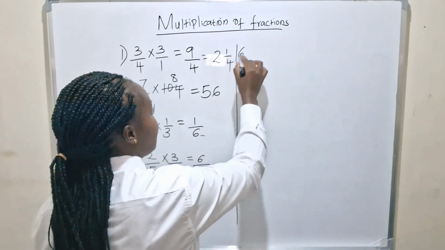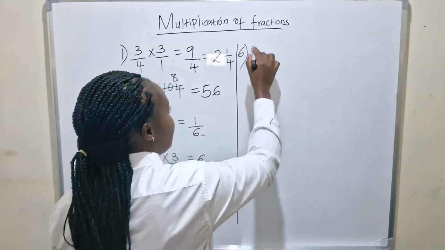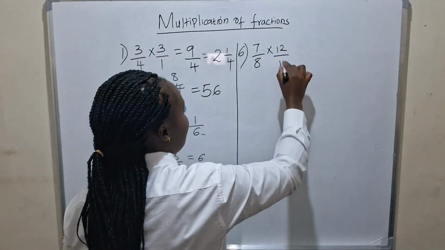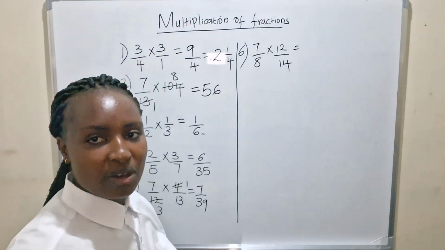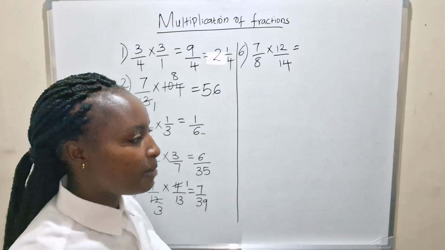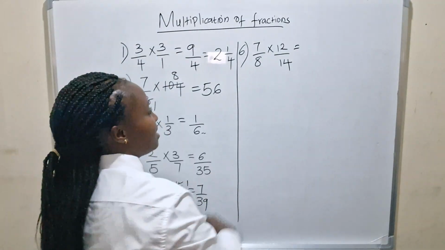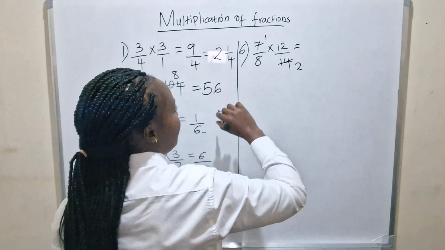Number 6, we have 7 over 8 times 12 over 14, okay? From your knowledge on the mathematics, on multiplication, you know very well that 7 times 2 is what? Is 14. So you can cancel by 7, 1, by 7, 2, okay?